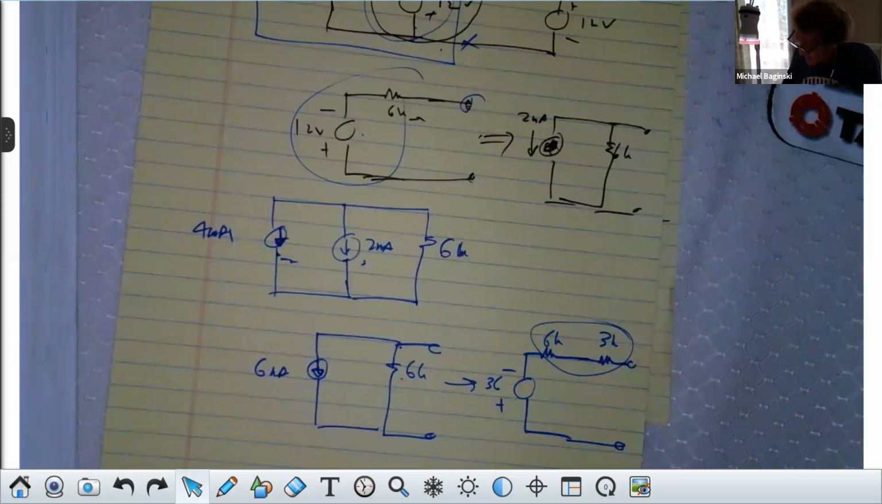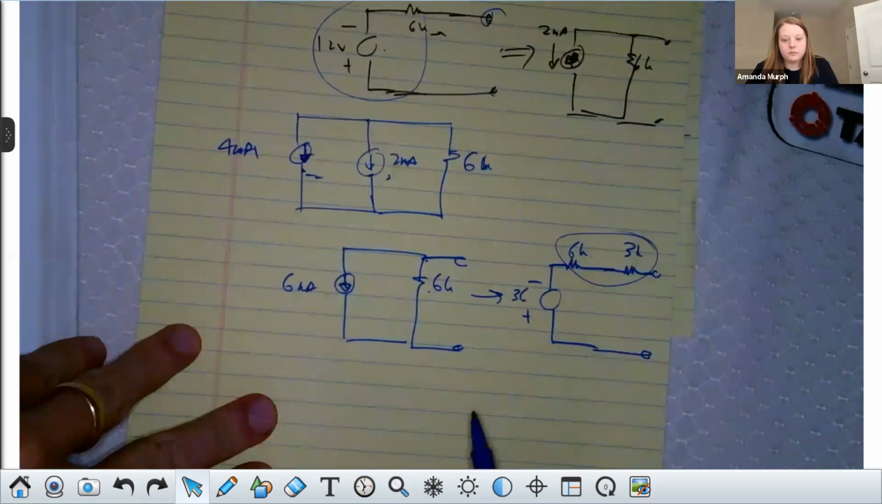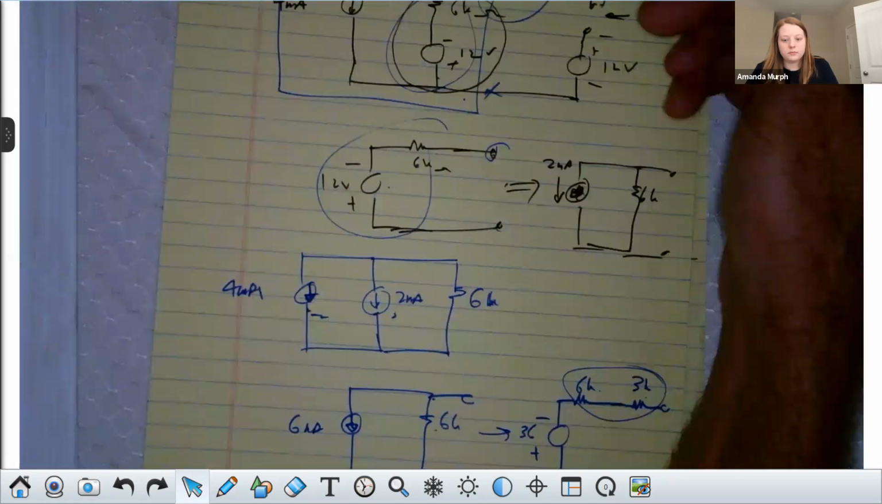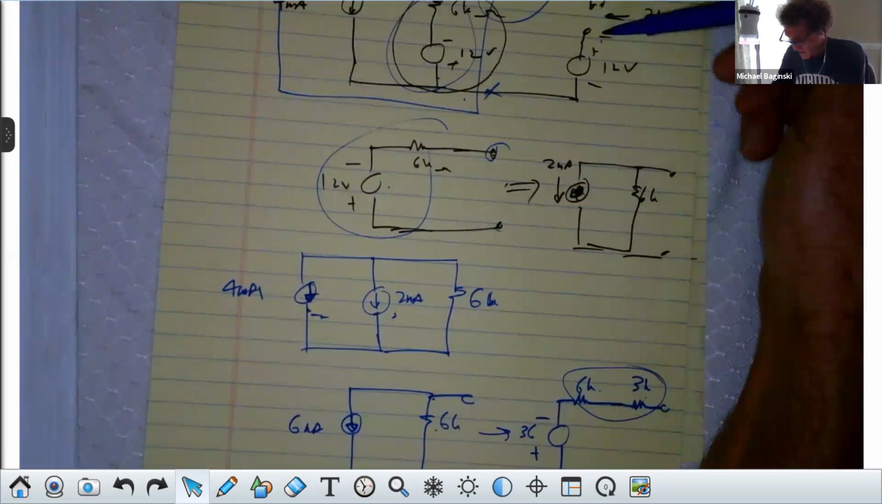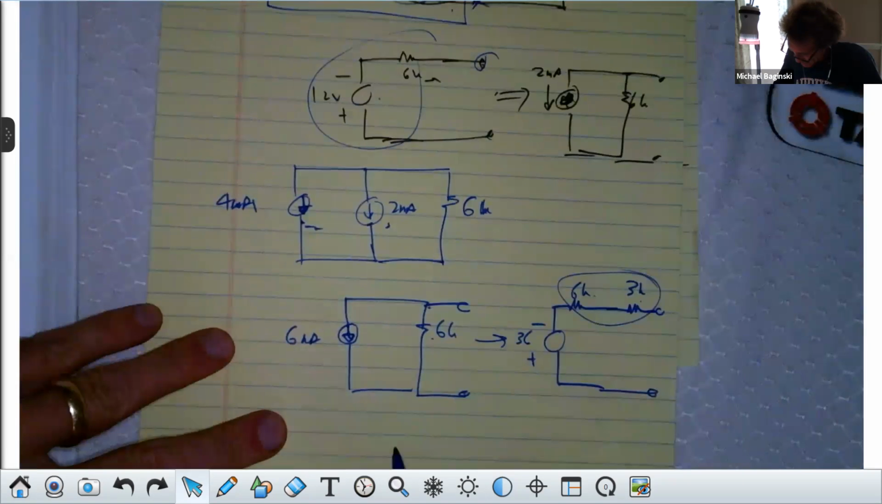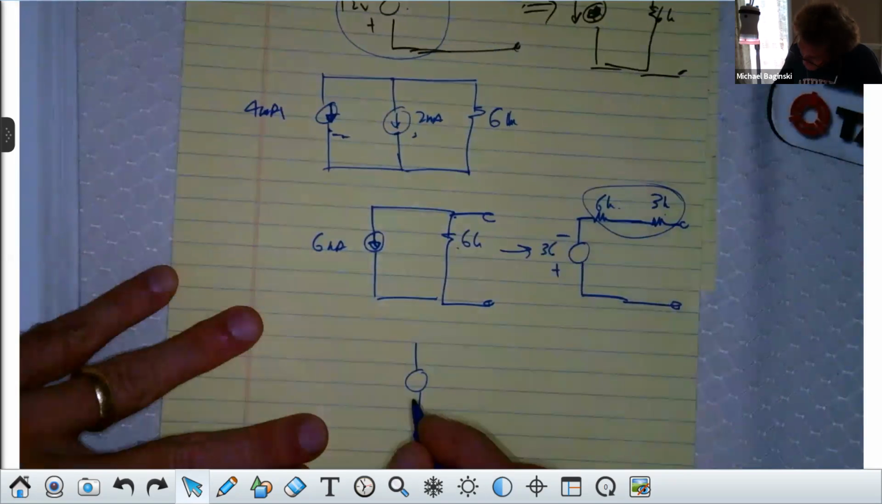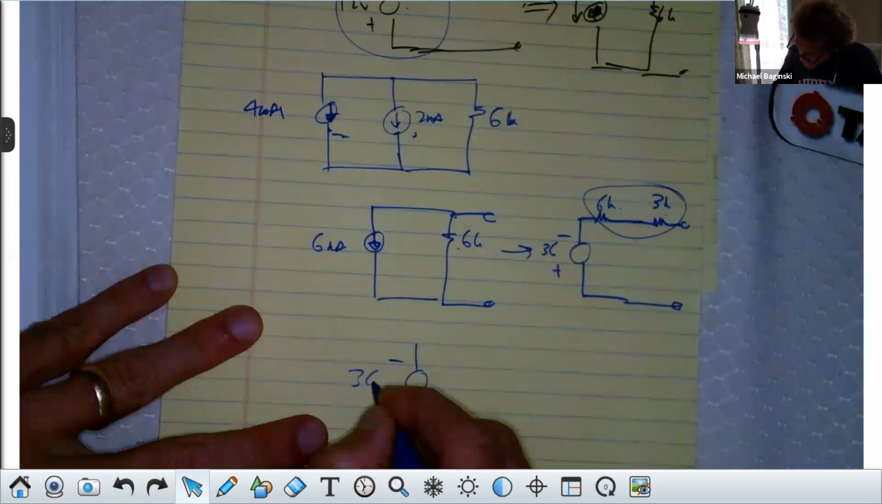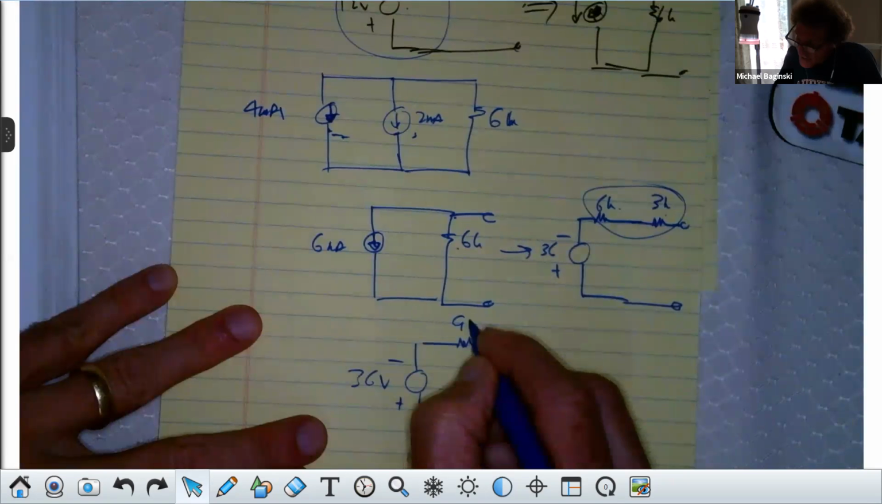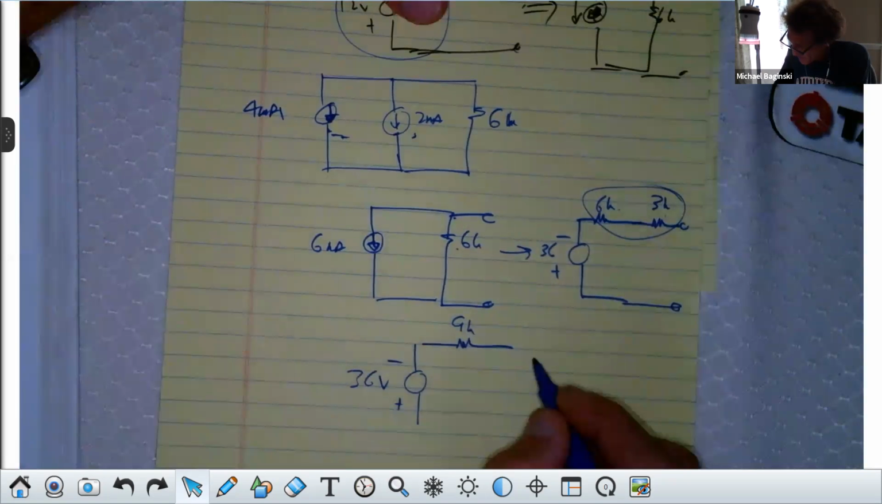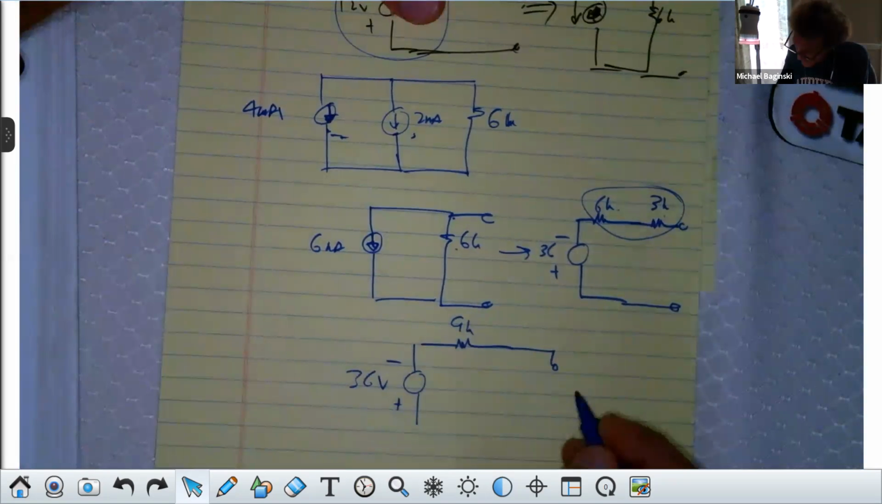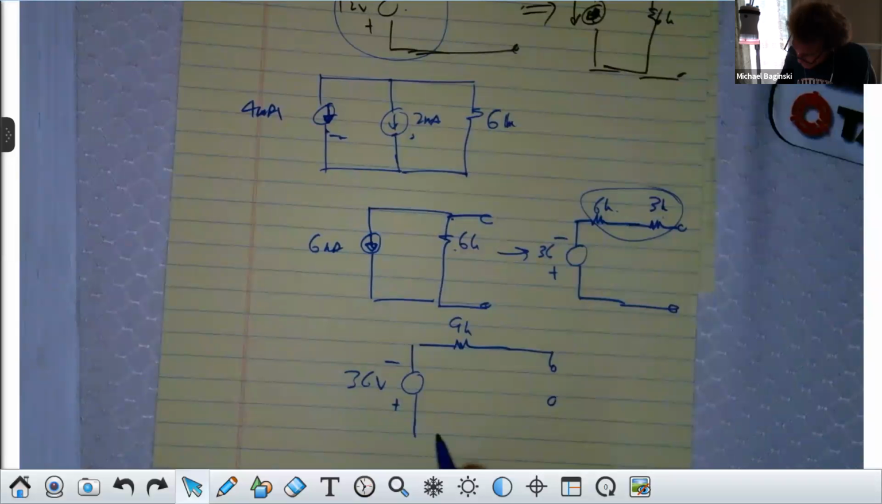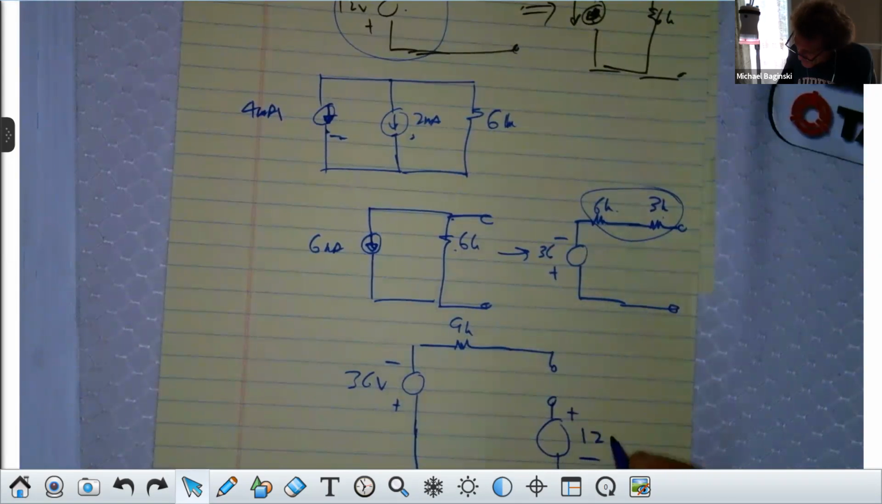So that's just 9K and 36 volts that way. And I'm going to redraw it to right here. All right. So now I've got plus to minus 36 volts, 9K. There's where I'm going to put my load in a second, and then I've got plus to minus 12 volts.